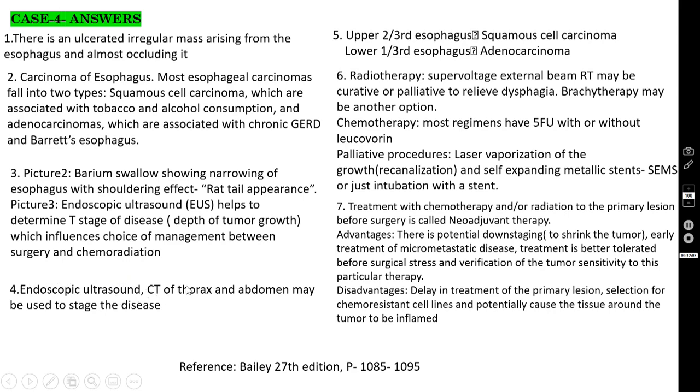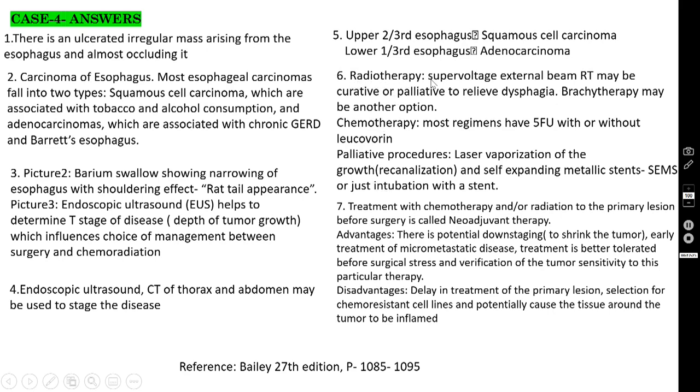Endoscopic ultrasound and CT of the thorax and abdomen may be used for staging purposes. You have to do it. The upper two-thirds of the esophagus is usually squamous cell carcinoma. The lower one-third of the esophagus is usually adenocarcinoma. Okay, and what is the other alternative therapy?